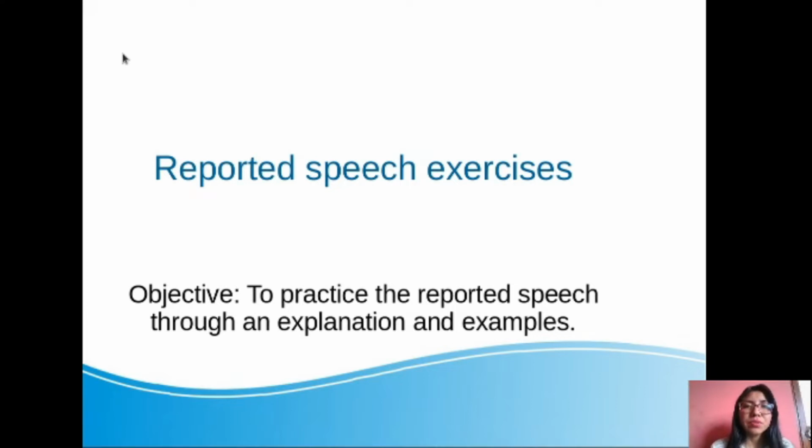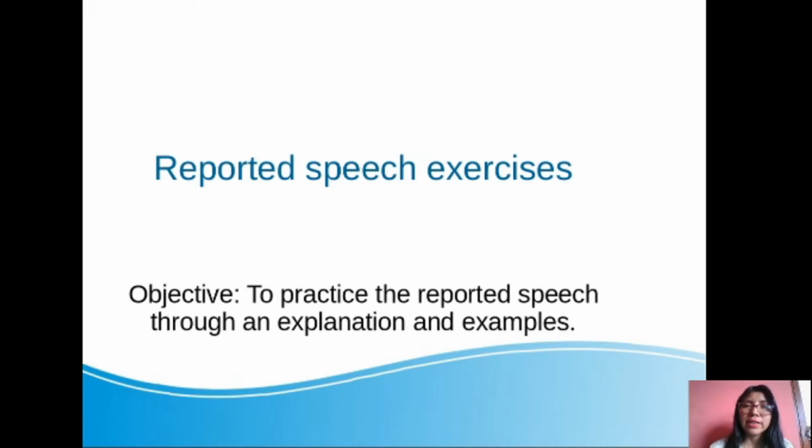Today we are going to review the reported speech exercise. But at the beginning, we are going to remember the topic of the last class. Okay? So tell me, it's important that you know, when do you use reported speech? That's right. We are going to use reported speech when you want to tell someone what another person says. Okay? And can you tell me an example of reported speech?